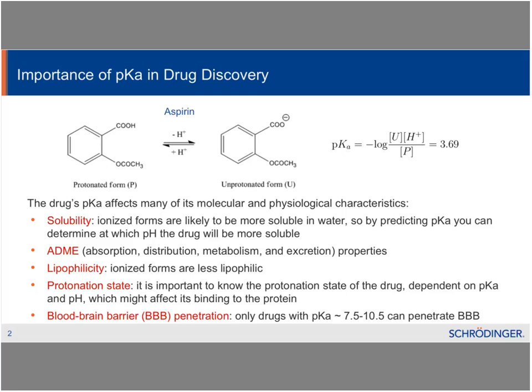You want to know what protonation state binds to your target, and this protonation state depends on the pKa of the drug. Finally, you have blood-brain barrier penetration. So if you are designing a drug, pKa is certainly a good property to know because you want to cover all of these properties and effects. So this is why people in drug discovery are interested in pKa prediction.